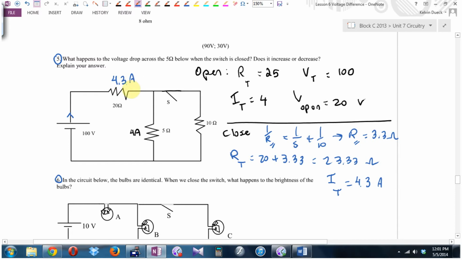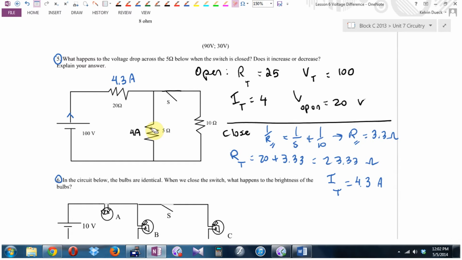Now, let's try and generalize from here, okay? What do you notice when I close the switch? When I add a resistor in parallel, what happens to total current? Increases. Does total current flow through this resistor? So what happens to total voltage in this resistor? And since I have 100 to start out with, what must happen to total voltage here? Decreases. That's actually the answer to number 6 if you're trying to talk about brightness and voltage and power.